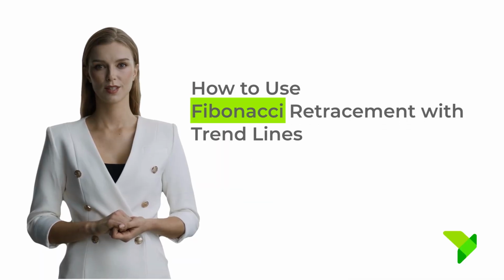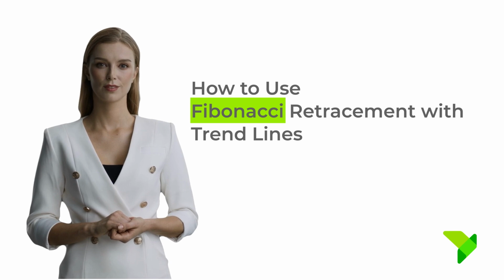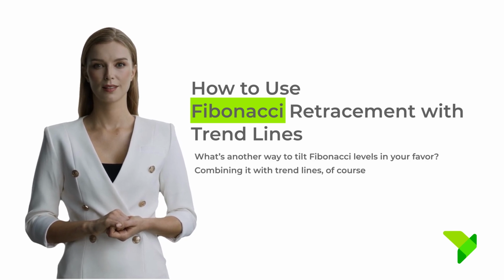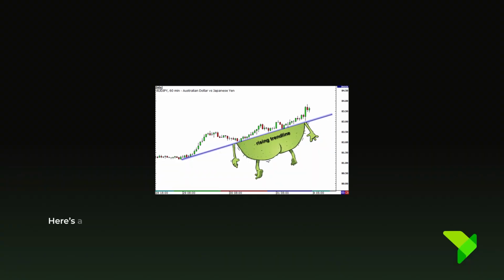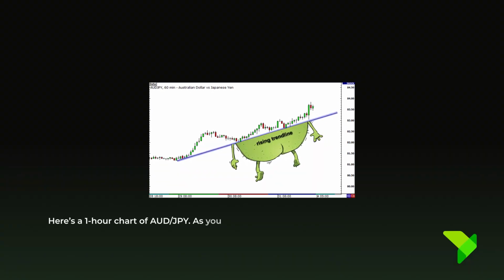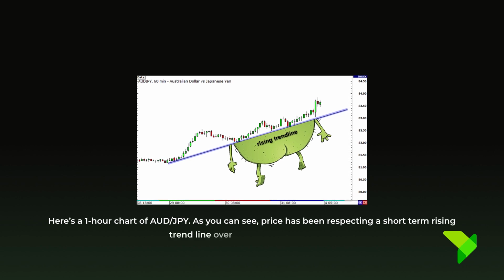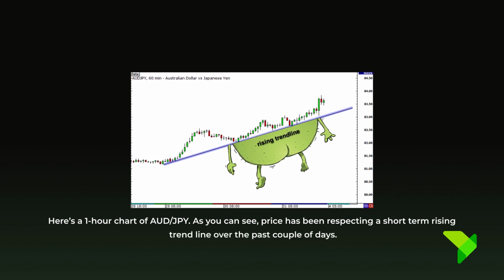Use Fibonacci retracement with trend lines. What's another way to tilt Fibonacci levels in your favor? Combining it with trend lines, of course. Here's a 1-hour chart of AUD-JPY. As you can see, price has been respecting a short-term rising trend line over the past couple of days.